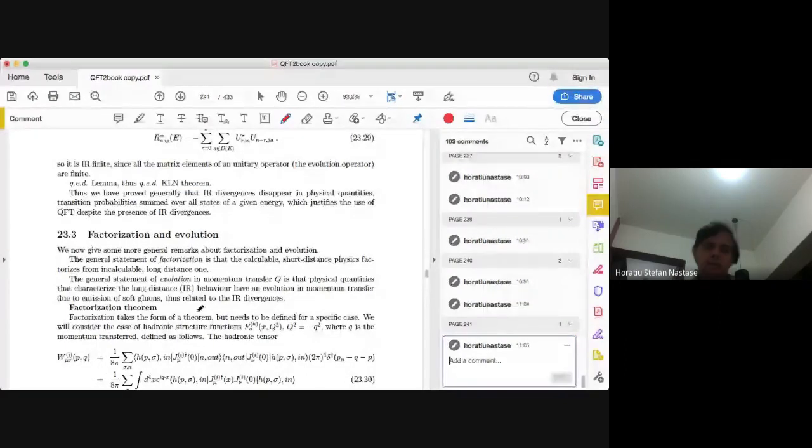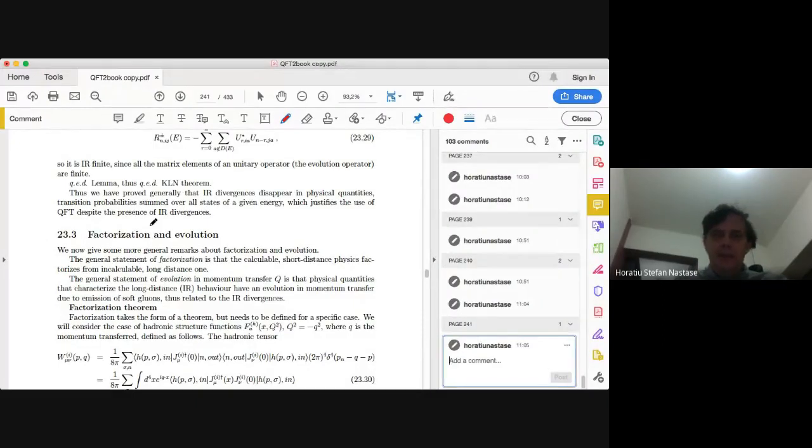Now to take stock of what we've actually achieved, we have proved much more generally that infrared divergences in physical quantities obtained in quantum mechanics disappear when we sum the transition probabilities of all states of given energy. And then if we particularize that to quantum field theory, that means we can use quantum field theory despite the fact that particular Feynman diagrams are infrared divergent.